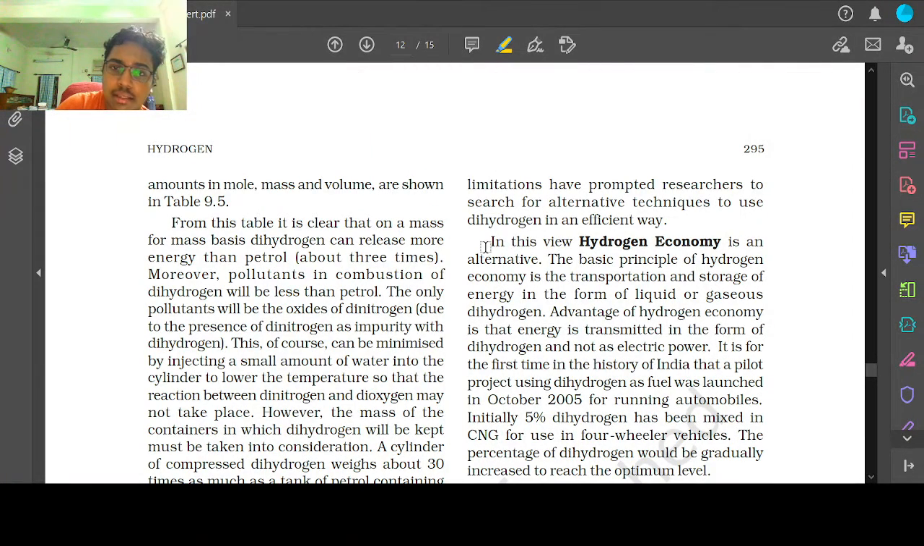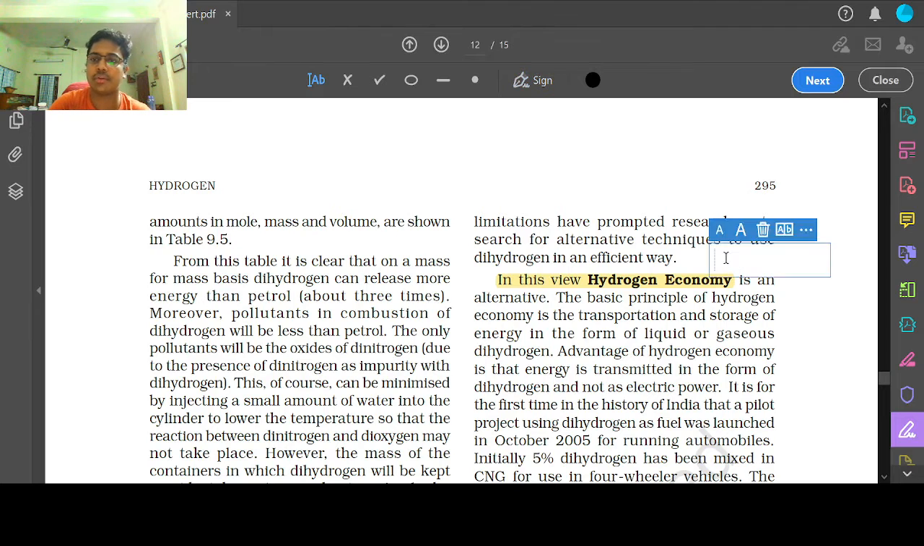Let us see this thing in view of the hydrogen economy. It came in our JEE. What is hydrogen economy? This came in our JEE as a statement type question.